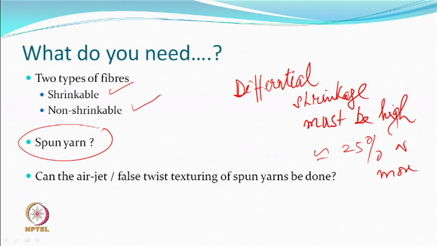Can the air jet and false twist texturing of spun yarns be done? Can the air jet texturing or false twist type of a thing be done with spun yarns, can they be textured? We are just saying yes or no. Yes? All right. So, they can be. Process will be different, they can be done, but commercially of course, we are not doing so much of it, but it can be done. Air jet can be done, false twist also can be done.